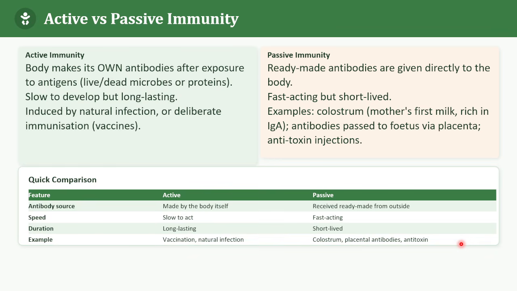Now imagine somebody gives you antibodies that are already prepared, and you don't have to make them yourself. That is passive immunity. It acts quickly, but generally it is short lived. Examples are colostrum, which is nothing but the mother's first milk, rich in IgA, and then antibodies transferred through the placenta, and antitoxin. How will you remember this? Active means I make, passive means I receive. This is the main difference between active and passive.